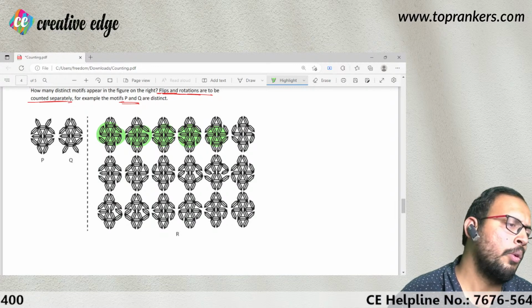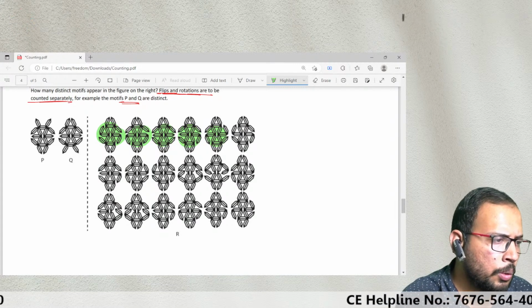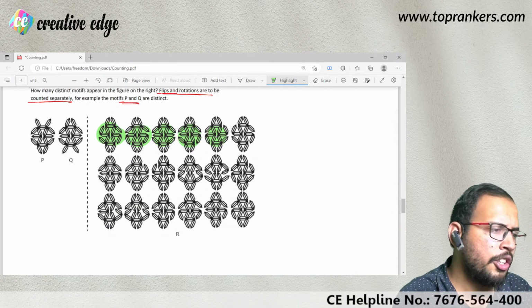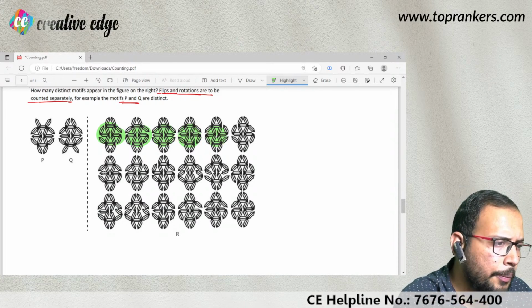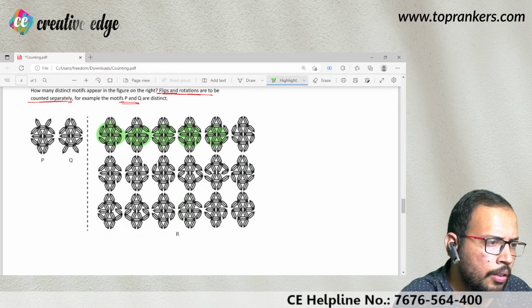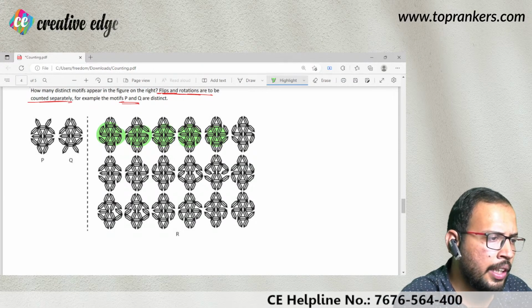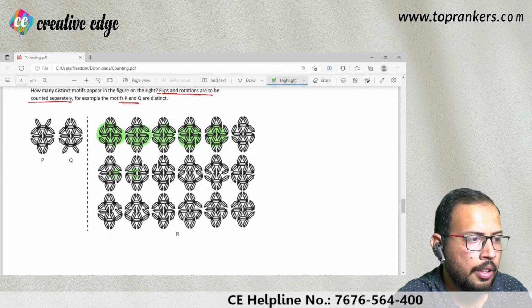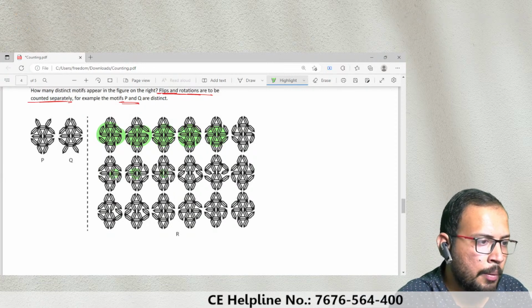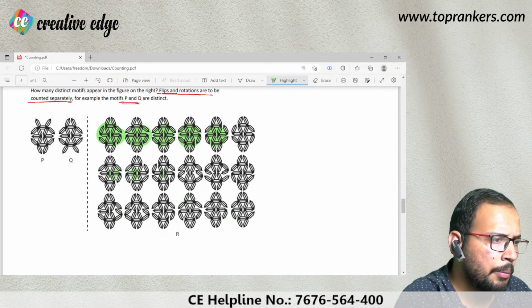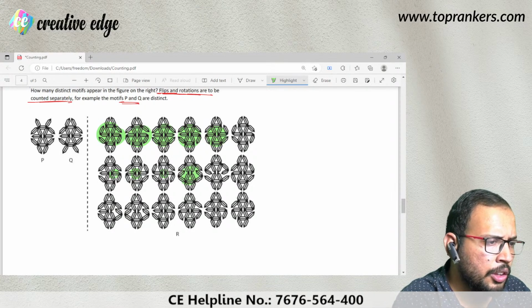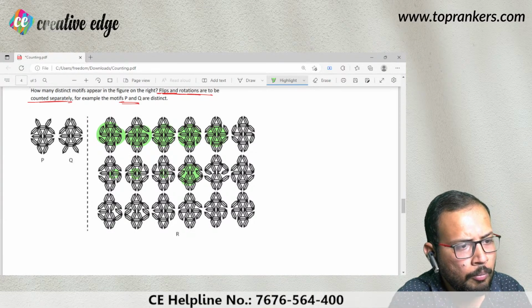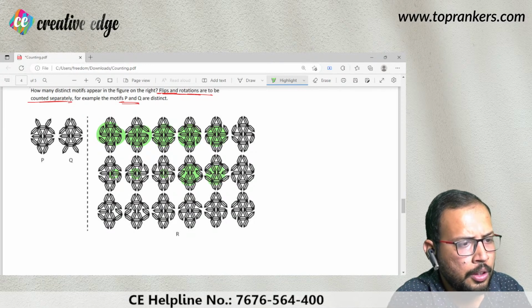Now let us move to the second row. In the second row, the very first motif looks like the fourth motif in the first row, so I shouldn't be counting that. This is also repeated. This is also, I believe, repeated. Then this is something new to me, I believe, so I should count that. Then this is also new. This is repeated.